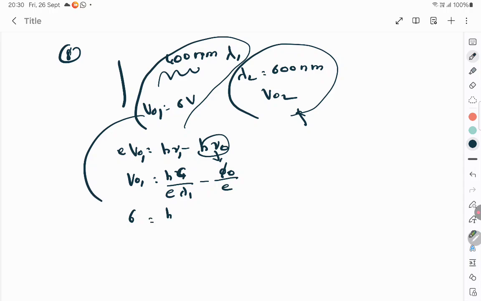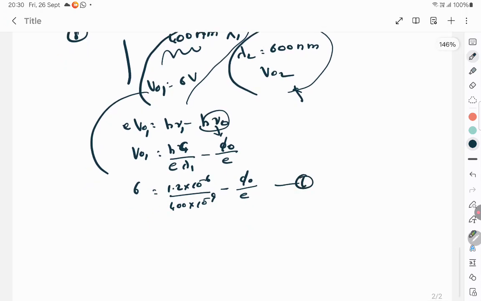It is equal to hc by e. You know the value of hc by e. In this sum I can substitute it because they didn't ask me to find that. So it's 1.2 into 10 to the power minus 6 by lambda 1, which is 400 into 10 to the power minus 9, minus the work function, which we don't know, but still there is an e.